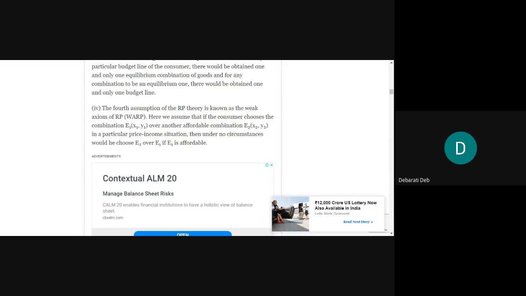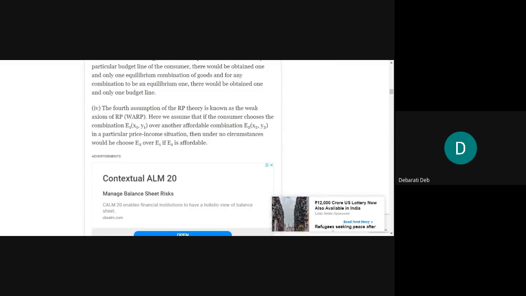Here it is assumed that the consumer chooses a particular combination, say E1, a combination of X1 and Y1, two goods. Previously we were discussing with respect to two different goods. Since we just started the discussion yesterday, I explained with respect to two goods only. Now I want you to think about a combination, not a single good. So think about a combination of X1 and Y1 from now onwards.